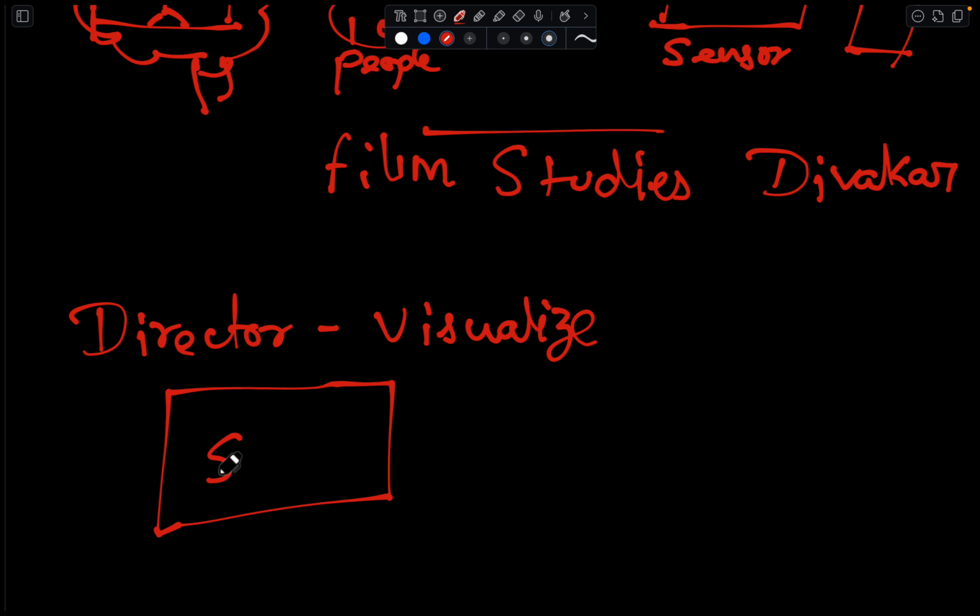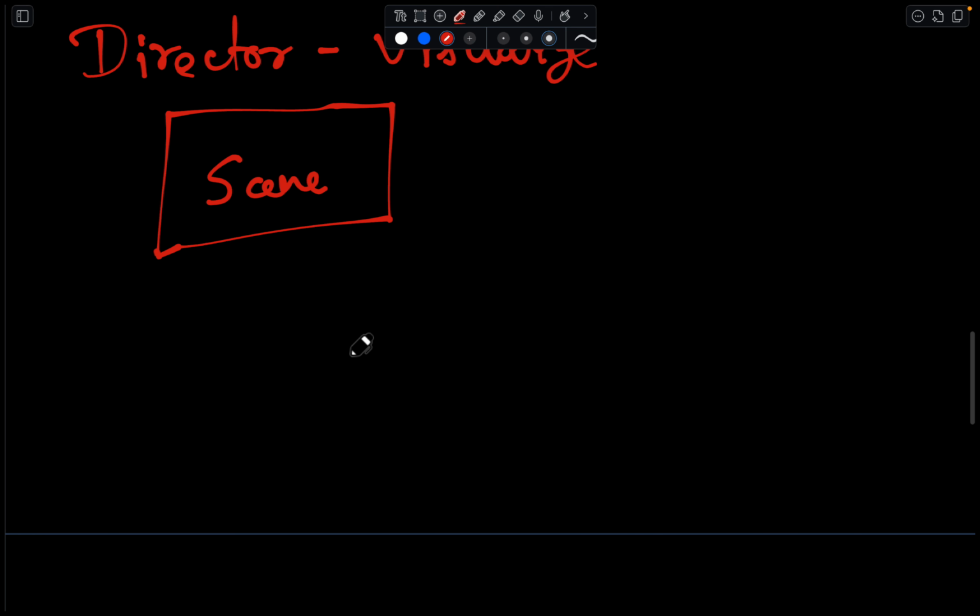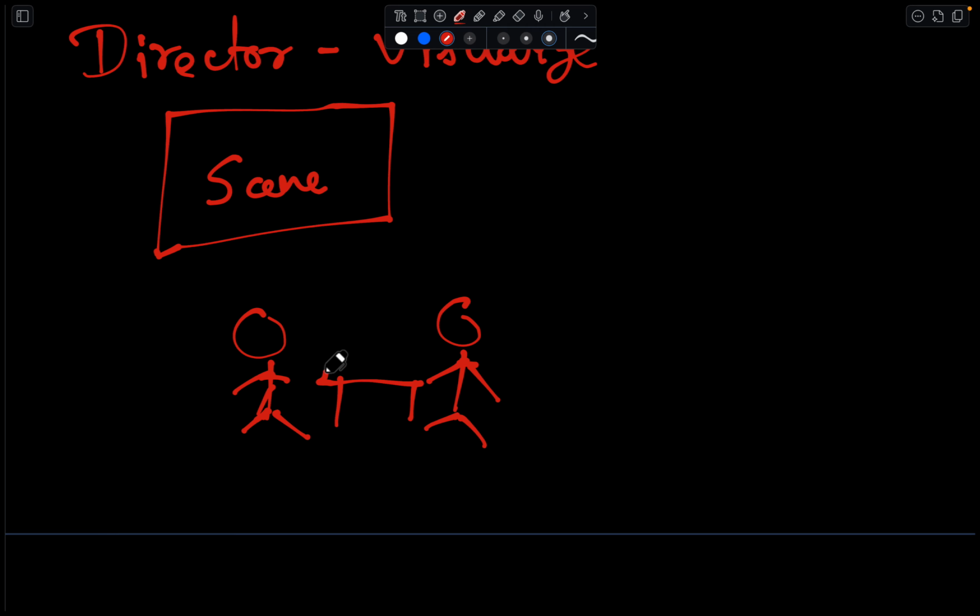So in one scene, everything happens in a particular location. Say, for example, two people are conversing about an important life decision at a cafeteria table, right? And they are drinking something. Probably one person is drinking coffee, the other person is drinking tea, right? Say this is the scene.